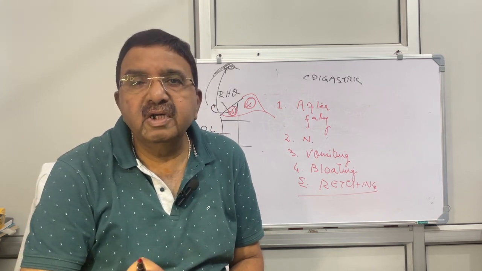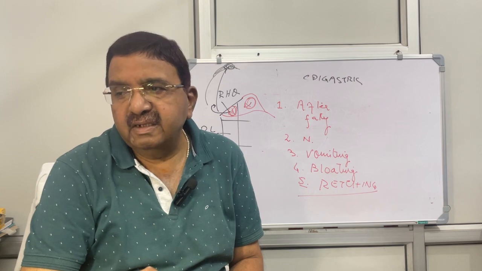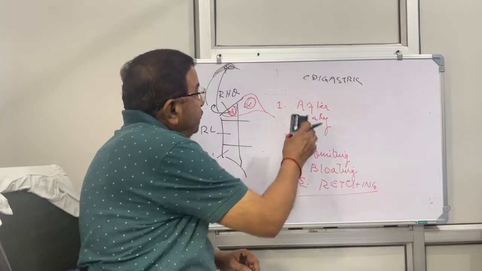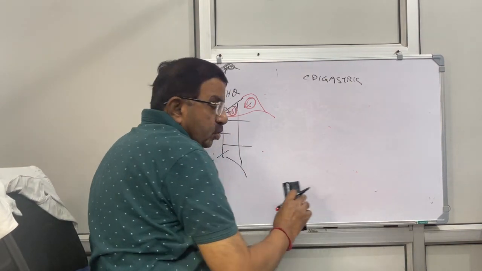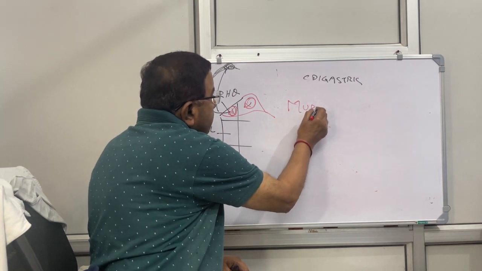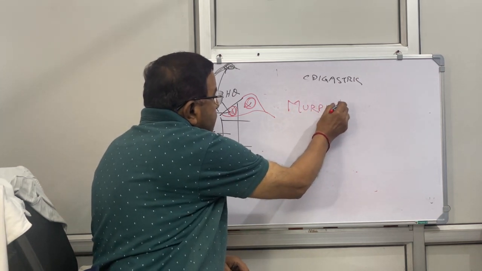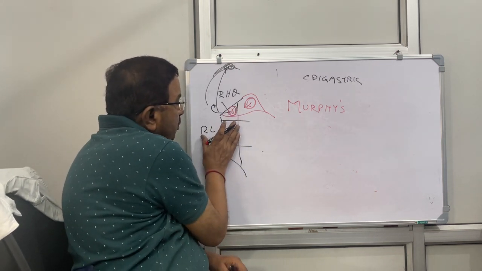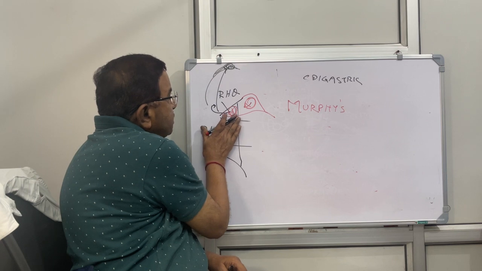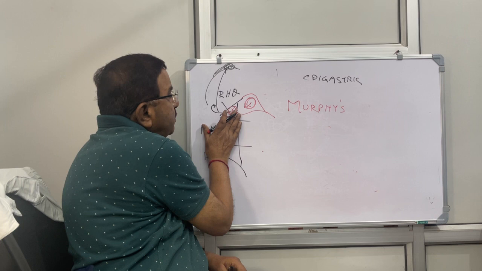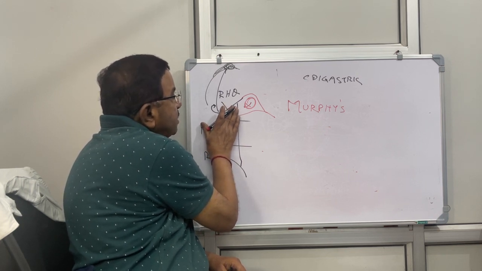Then the second important point is Murphy's sign. Murphy is the name of the person who described this sign. It is called Murphy's sign. But what is this sign? We press the abdomen here and ask the patient to take a deep breath. The patient will hold the breath and will not be able to take a breath because of the pain here in the right subcostal region.